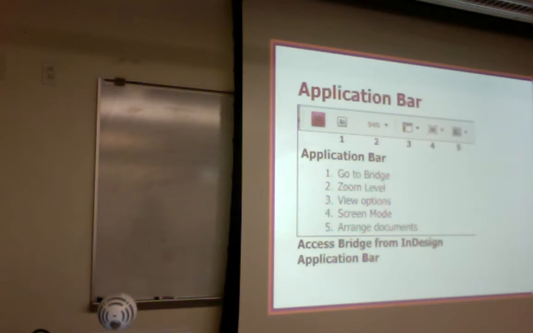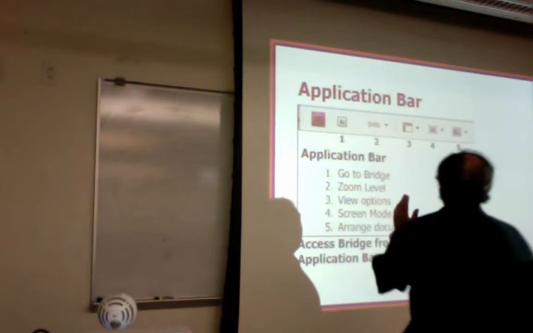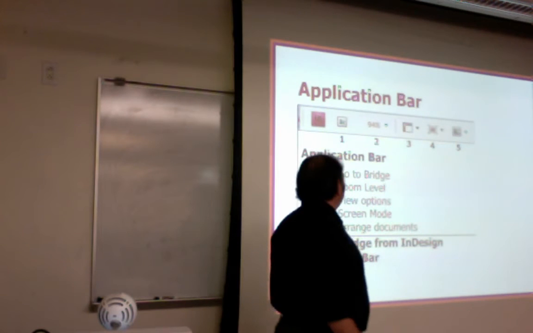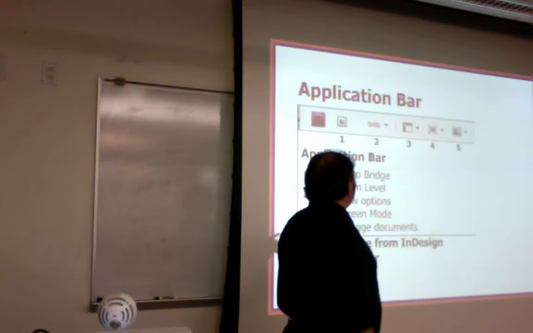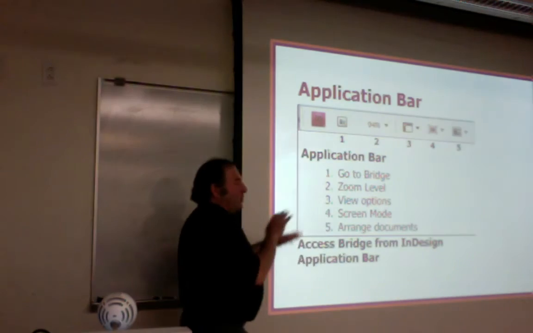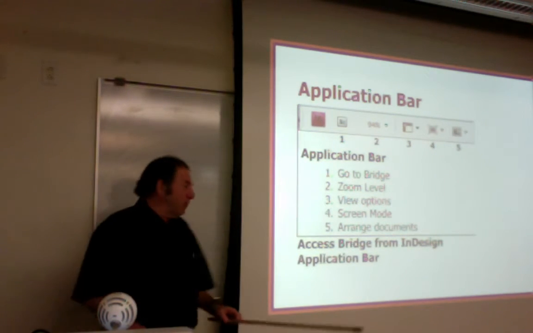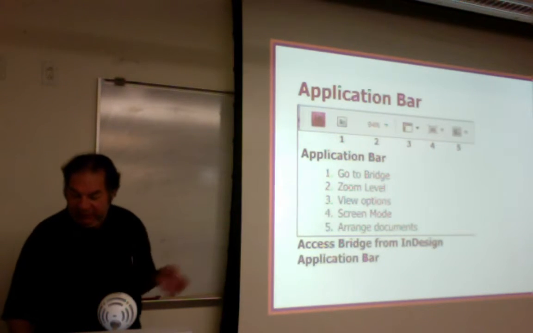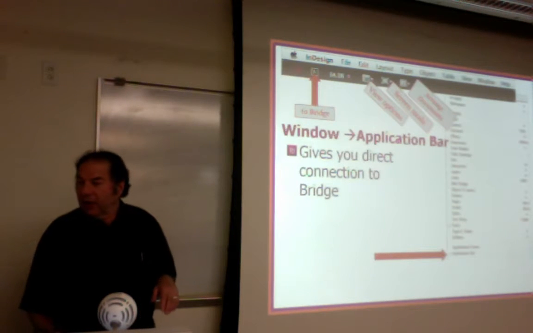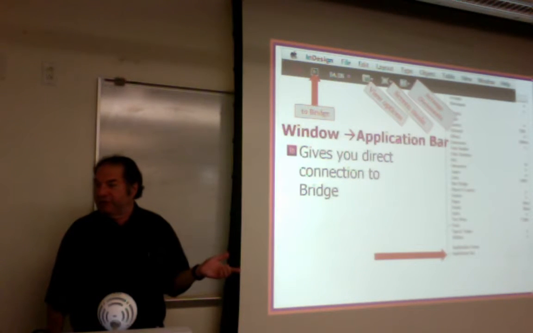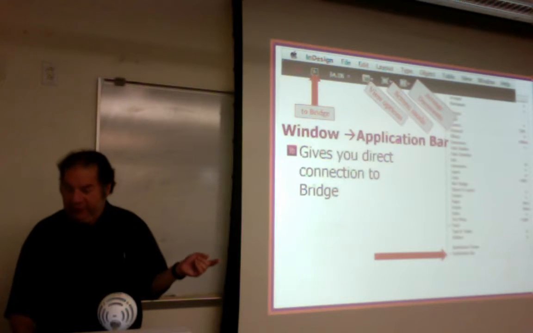View options, not terribly important. I rarely use it. I think you'd have to have a really big document to care too much about that. The same with screen mode. I'll show you a little bit more about screen mode. And then arranging documents. Again, it's for having multiple documents on the screen at one time. I doubt if you're going to be working with more than one at a time. But it's there if you want it. All right. This is the application bar, and I showed you some of these things already, right? The view options. All right.